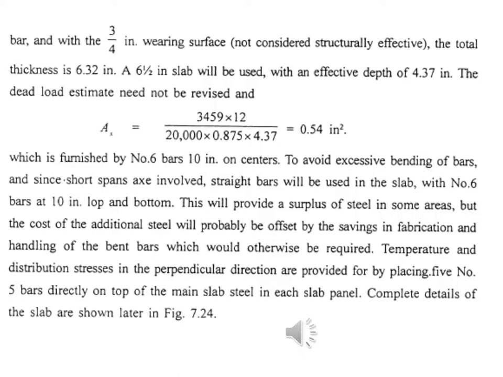To avoid excessive bending of the bars, since the slab is thin and the span is short, straight bars will be used in the slab, with number 6 bars at 10 inches at the top and the bottom. This will provide extra steel in the slab in some areas, but the cost of the additional steel will probably be offset by savings in the fabrication and handling of the bent bars, which would otherwise be required. Temperature and distribution stresses in the perpendicular direction are provided for by placing number 5 bars directly on top of the main slab steel, and each slab banner. Complete details of the slab are as you can see in the figure.